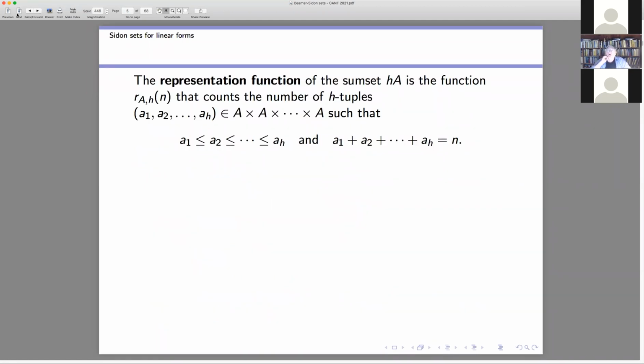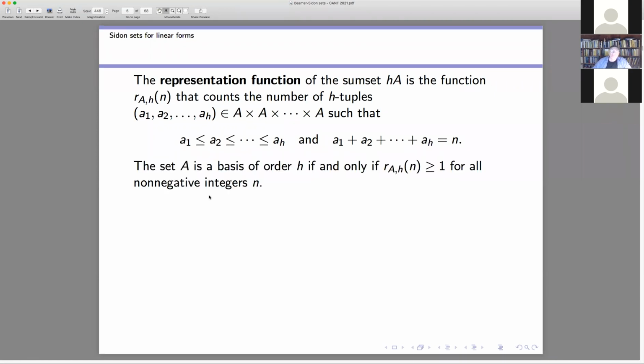And we often want to know how many ways you can write a number as a sum of H terms from the set. One representation function is this lowercase r of n. It's the number of H-tuples of elements of A in increasing order that sum to n. So to say you have a basis of order H means that every number has at least one representation as the sum of H elements from the set A.